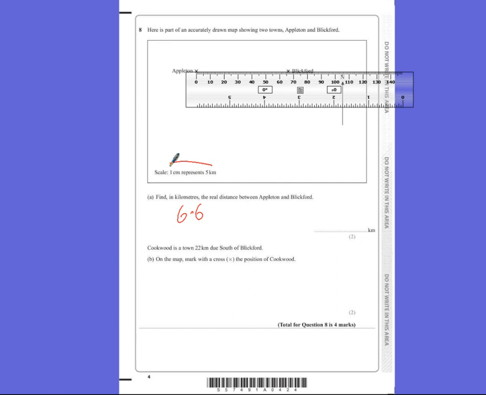And it says here that every centimetre is worth 5 kilometres. So we're going to times this by 5. So 6 times 5 is 30, so 0 down, carry your 3. 5 times 6 is 30, add your 3 is 33 kilometres.